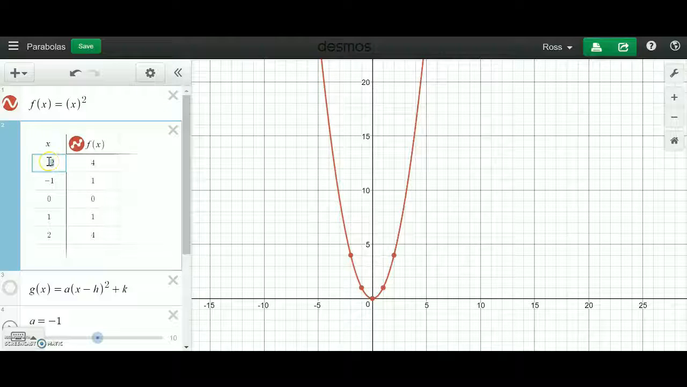If you plug in -2 for your x here, -2 squared, so -2 times -2 is obviously 4. That's where this point comes from. -1 times -1 is 1. 0 times 0 is 0. 1 times 1 is also 1. And 2 times 2 is 4. So squaring values, no matter what type of value I plug in here, it's going to give me a positive output. So no matter what my input is, or what my x value is, my output, or my f of x in this case, will be positive.